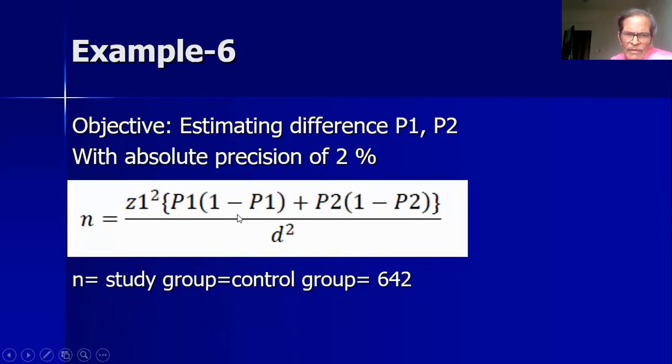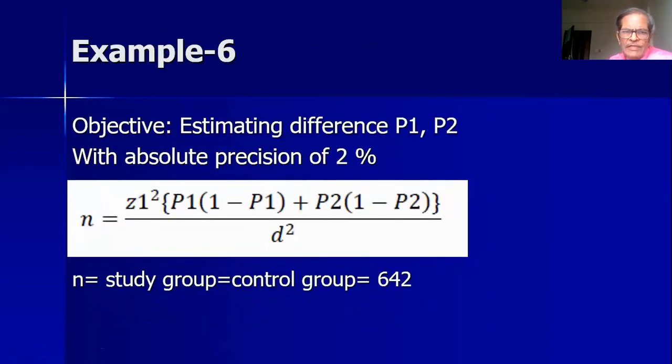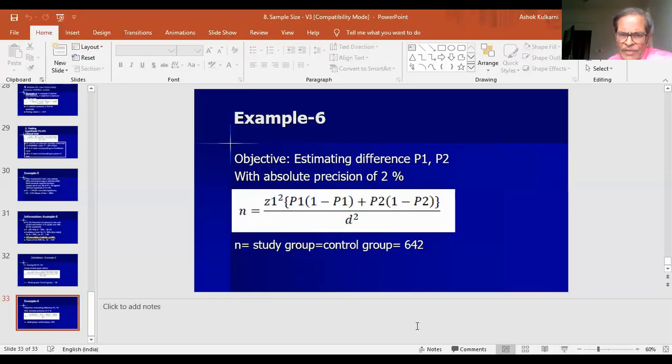If you put these values in this equation, 642 is the sample size. So you can find here that for testing the null hypothesis, the sample size required is 30 only, while for estimating the difference, the sample size is 642. So if you have both the objectives, then naturally you should take 642 as your sample size. So that finishes the presentation over here.